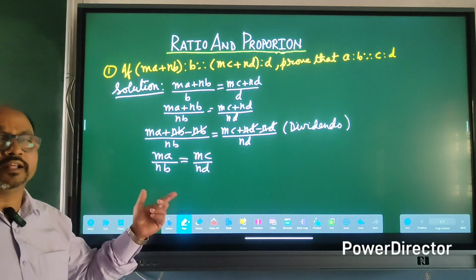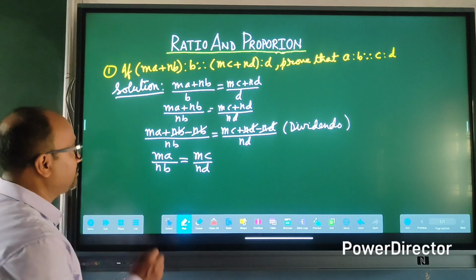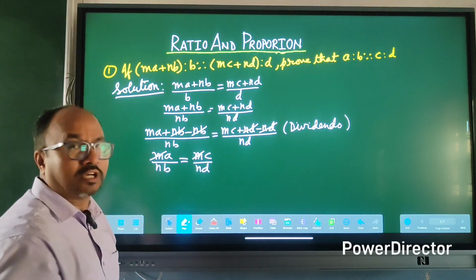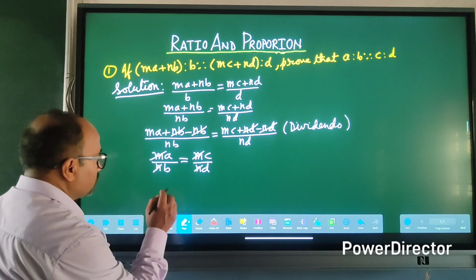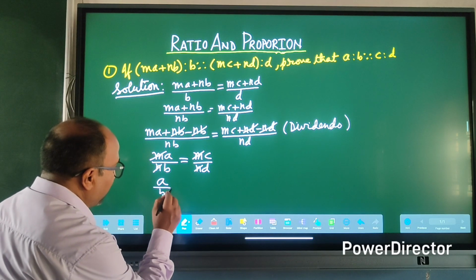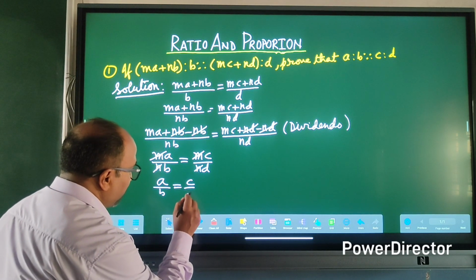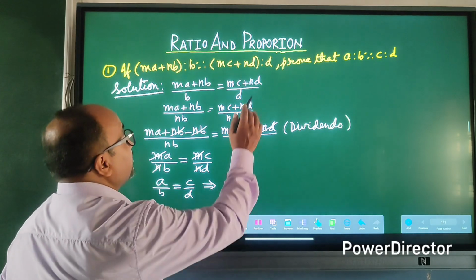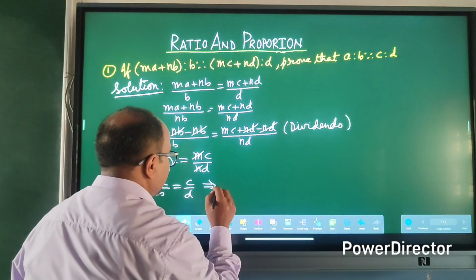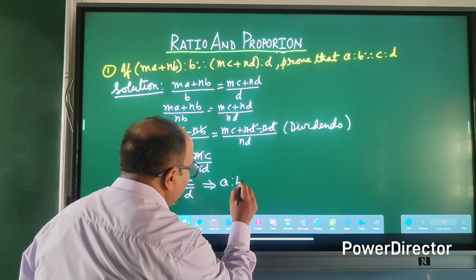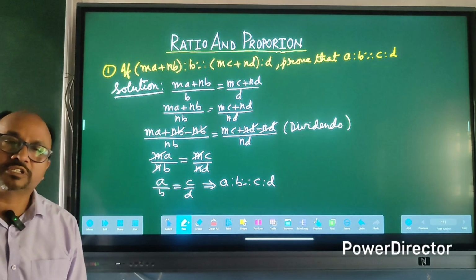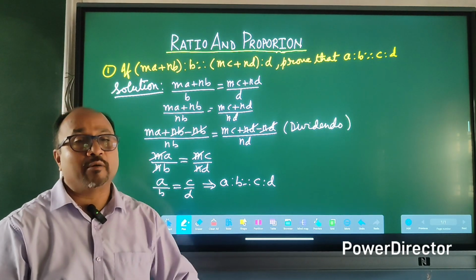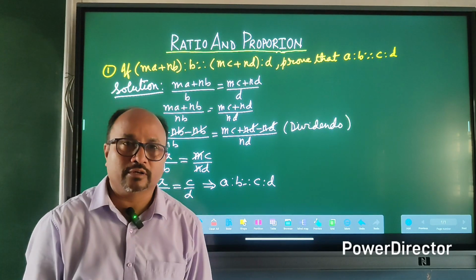Now both the numerators are having n, we can cancel that. And both the denominators are having n, we can cancel that also. So what is left is now a by b equals c by d, which we can write in the required way, which is asked as a is to b proportional to c is to d. And so the sum is done. This sum shows the application of dividendo.